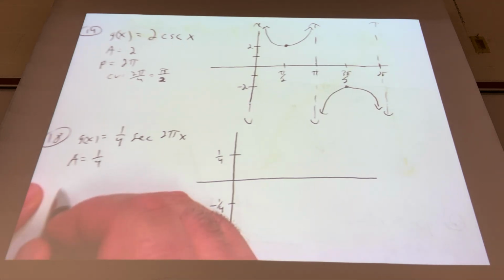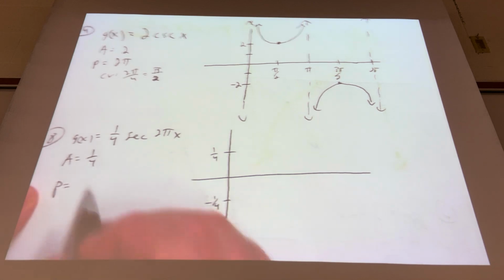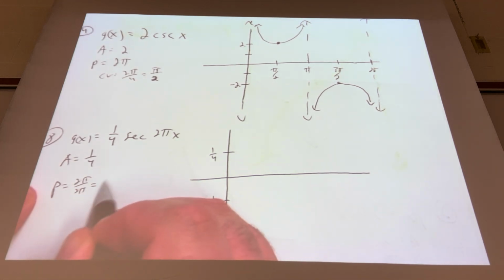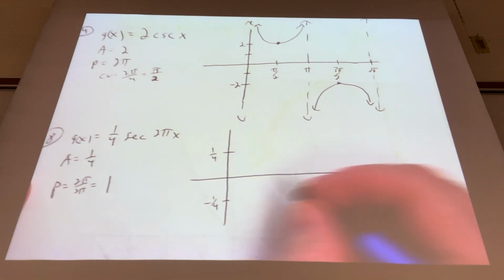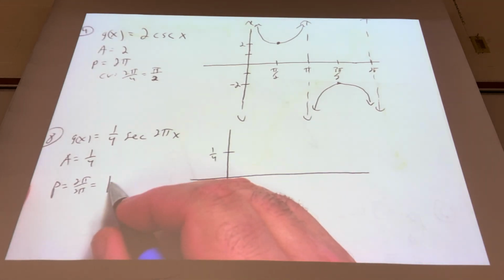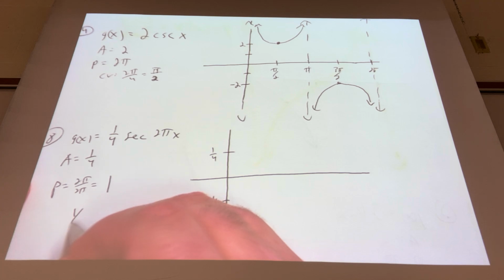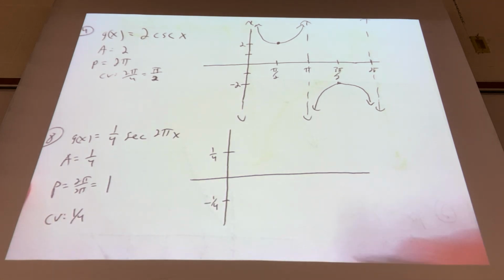Now, what's my period going to be? Pi divided by 2 pi? No, 2 pi divided by 2 pi is 1. Okay? So that means I'm going to take 1 and divide it by 4 for my critical values.